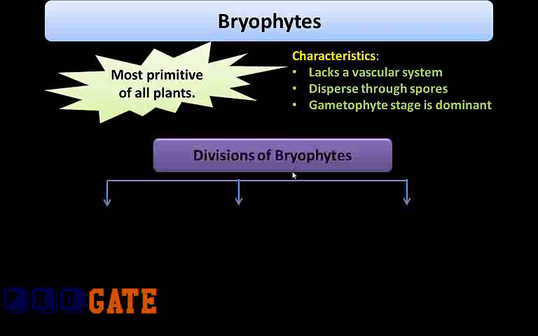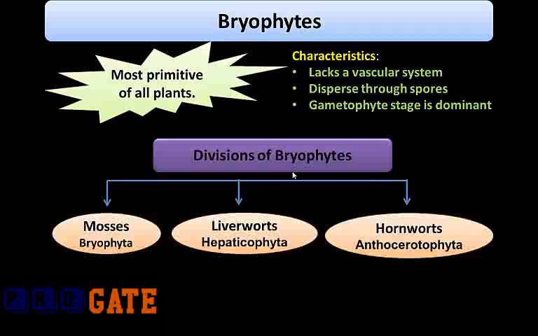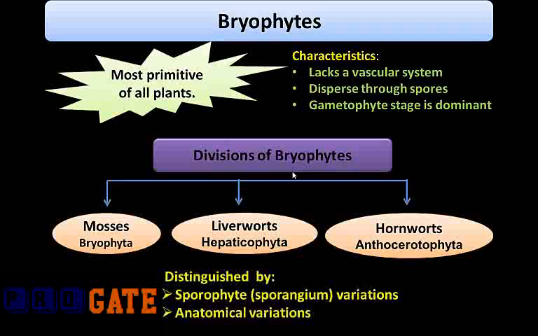The three divisions of bryophytes include mosses, liverworts and hornworts. The mosses, that is Bryophyta, liverworts, that is Hepatophyta, and hornworts, that is Anthocerotophyta. These three divisions are distinguished by sporangium or sporophyte variations and anatomical variations.